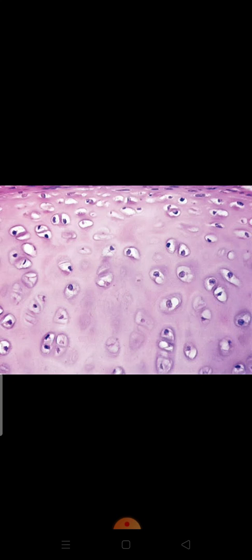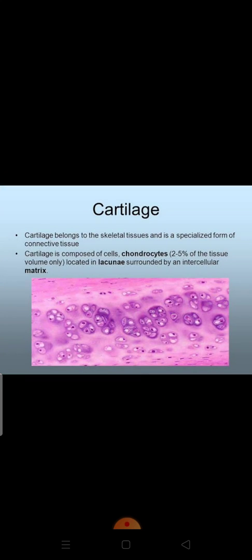There are two types of skeletal tissue, cartilage and bone. So let's start with the first one, cartilage. Cartilage is a hard but flexible skeletal tissue consisting of living cells embedded in a matrix. Growth of cartilage occurs continuously due to the multiplication of the cells.